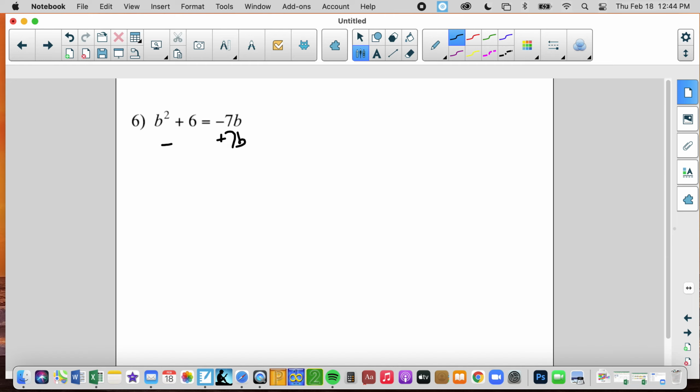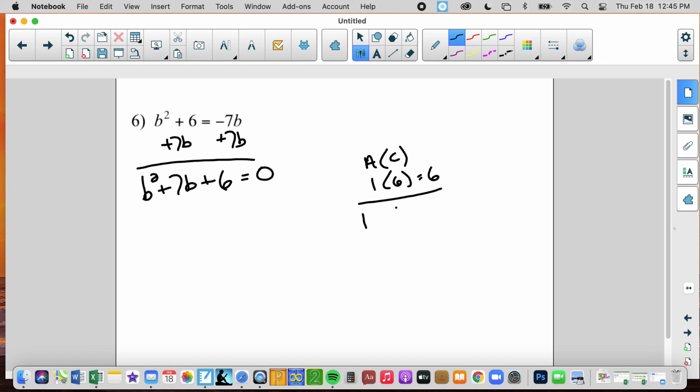All right, same thing. Let's move it. Those are unlike terms, so that's why we can't combine those. So I just place them in standard form. There is no common factor. It is not a binomial square or difference of squares, so I have a times c. 1 times 6 is 6. 1 and 6, 2 and 3. Signs are the same and both positive. 7 is my middle, so I'm going to use these two.